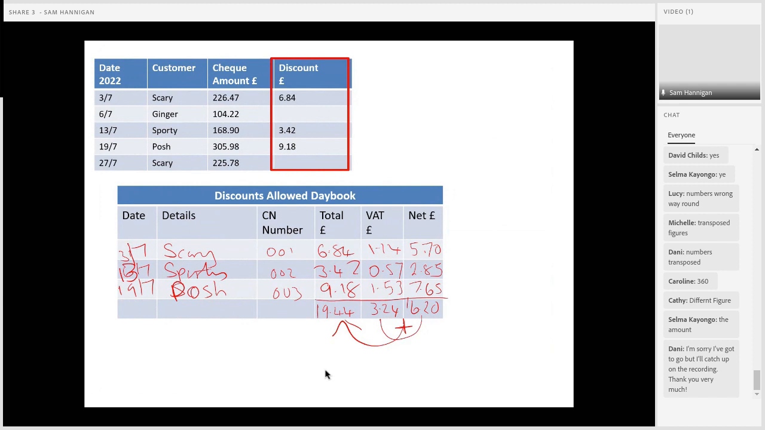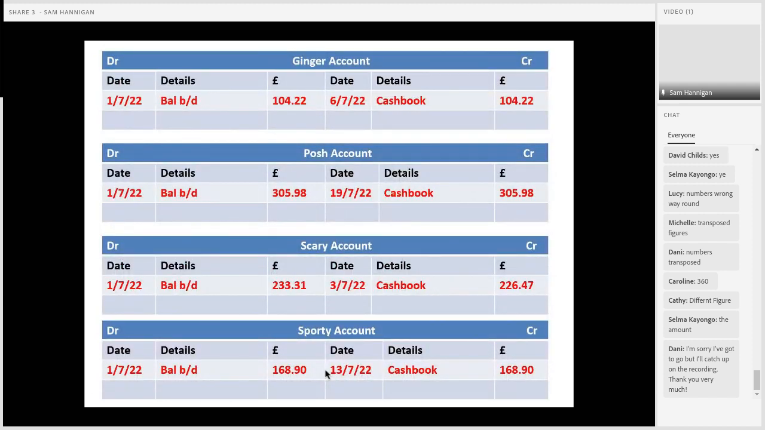Then what we do is we need to post them to the individual accounts. Because if we don't, it's still telling us that they owe us money. So you've got 3rd of the 7th, discounts allowed day book, £6.84. 13th of the 7th, discounts allowed day book, £3.42. And then you've got 19th of the 7th, discounts allowed day book of £9.18. Okay.